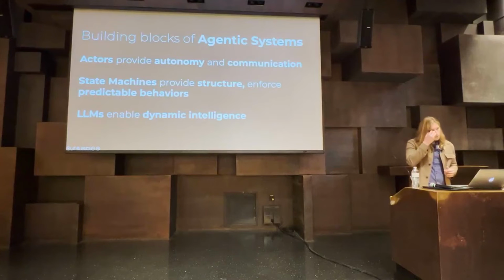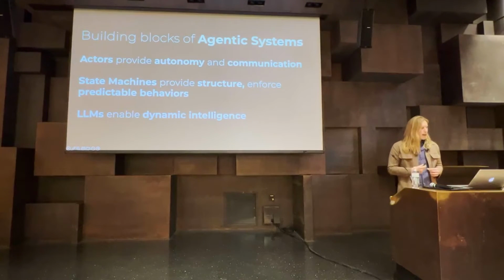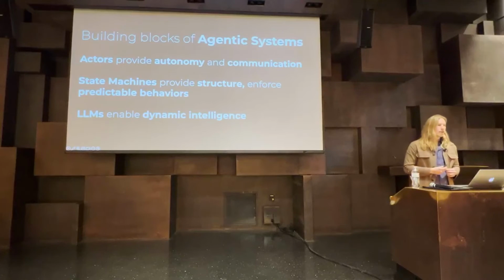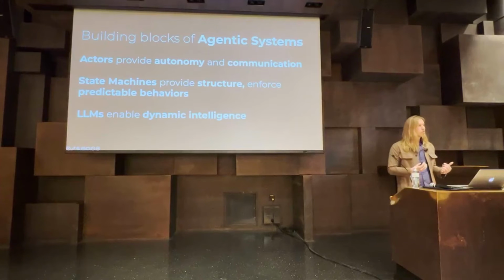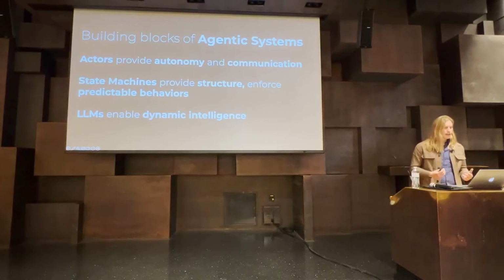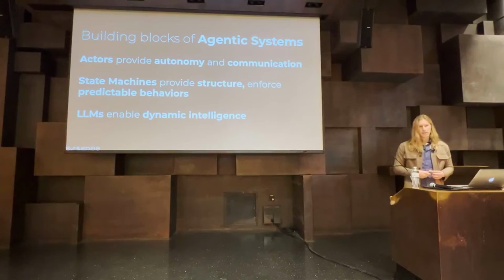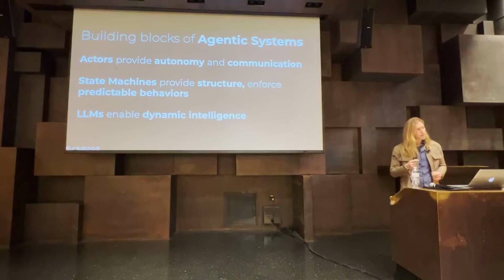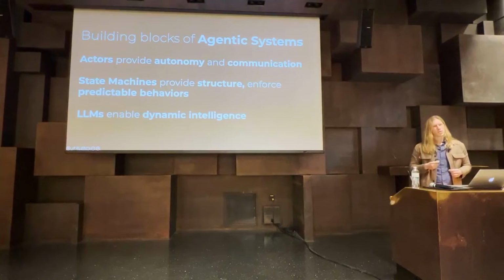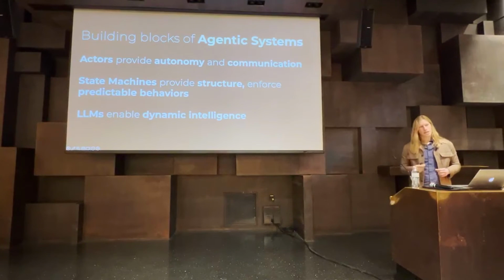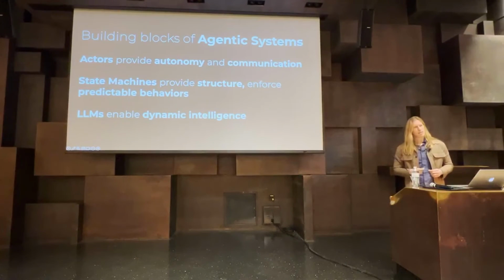So we have our three building blocks then of agentic systems. They're the actors that provide autonomy and communication. They're the state machines that provide structure and enforce predictable behaviors. And they're the LLMs that bring dynamic intelligence. And I think this slide plays in reverse. If we remove any of these aspects, I think we cease to be building an AI agent.